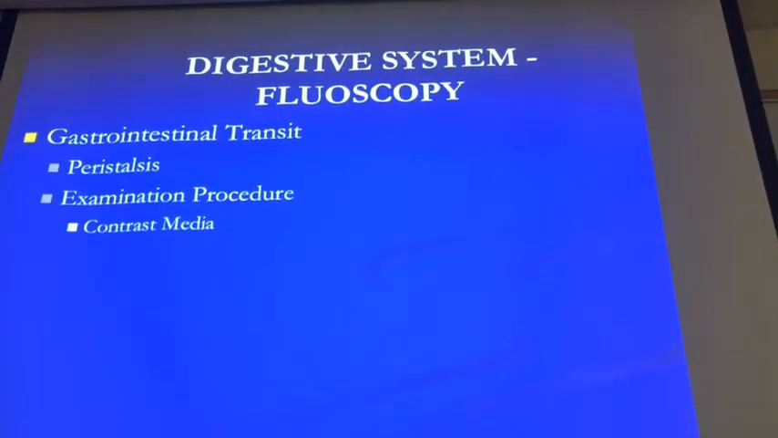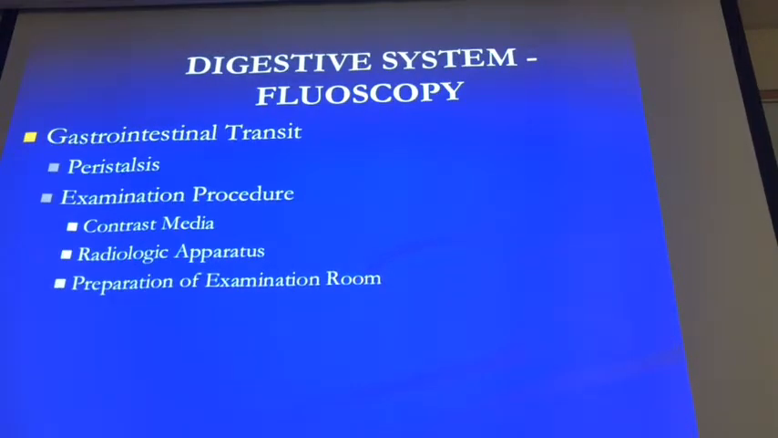And the procedure, okay, as I said, you will need contrast media. You will need a radiologic apparatus. I'm just saying you need fluoroscopy. You will also need plain radiographs in many cases, and so you will also need an overhead tube. You will need to prepare the exam room. It needs to be set up before you bring a patient in. You need to have the room set up. You need to also be aware of exposure time. Why exposure time?